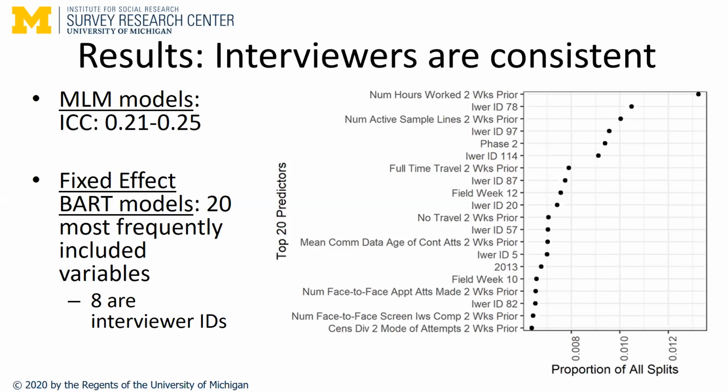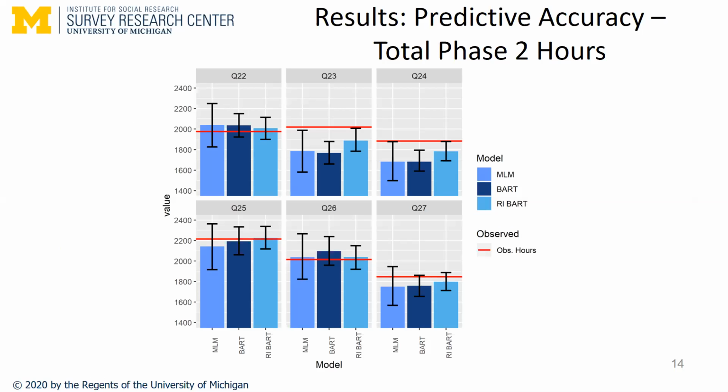Another indication that interviewers are consistent is the most important variable. I should say the variable that enters the BART models most frequently to create splits is the number of hours worked 2 weeks prior. Okay, so it's an indication of consistent behavior across time.